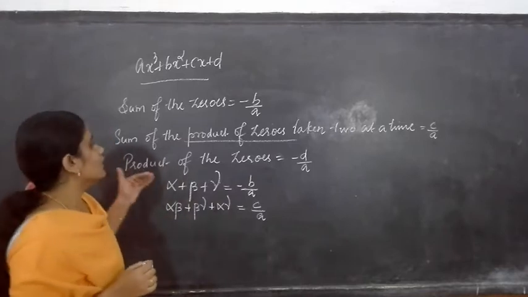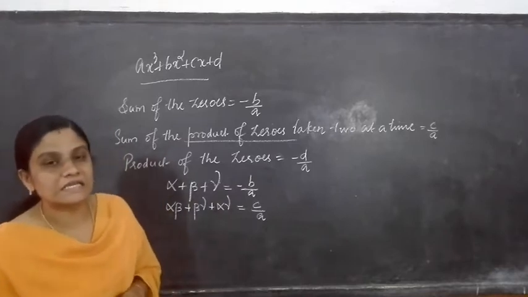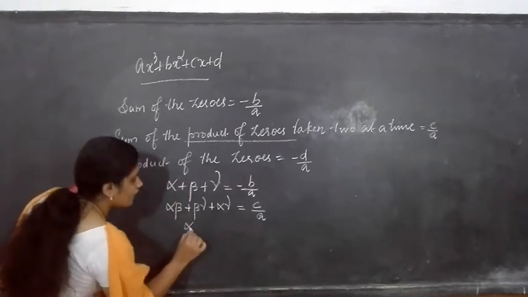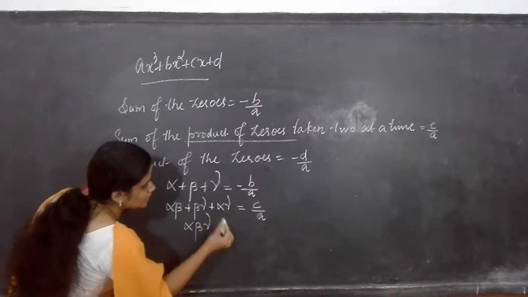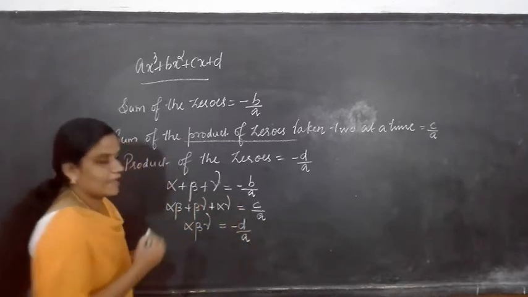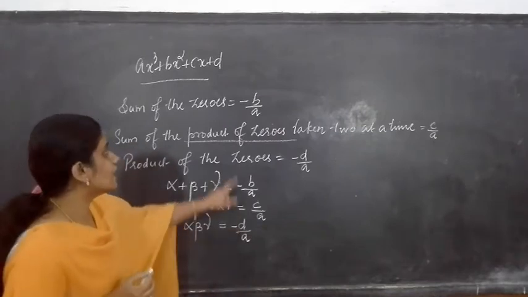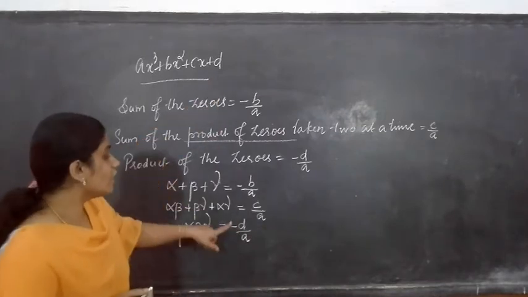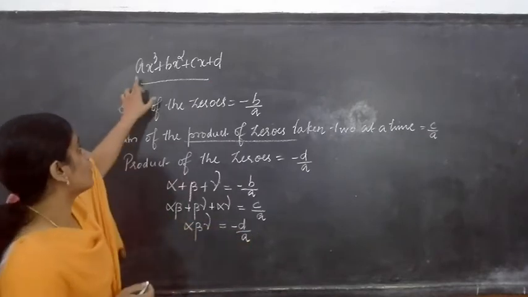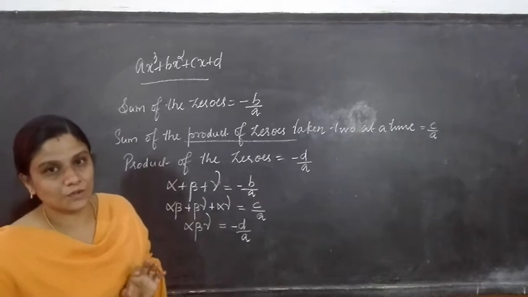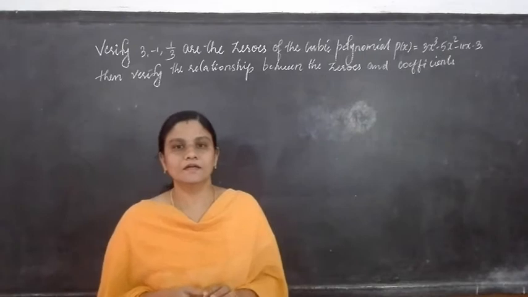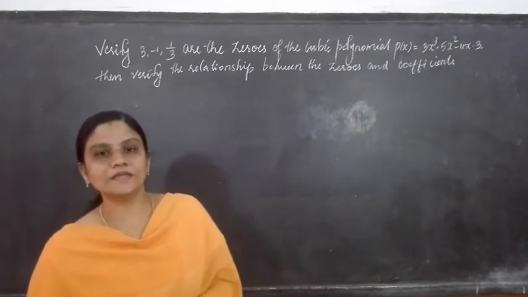Now the next one, the product of the zeros is equal to minus d by a. So the product of the zeros means alpha into beta into gamma is equal to minus d by a. What is this d here? The constant term. So minus of the constant term divided by the coefficient of x cube. So these are the three relationships. Clear? Now let us do a question with a cubic polynomial.